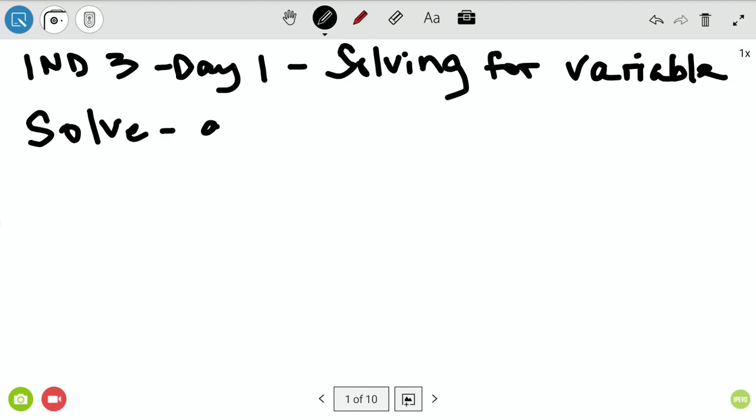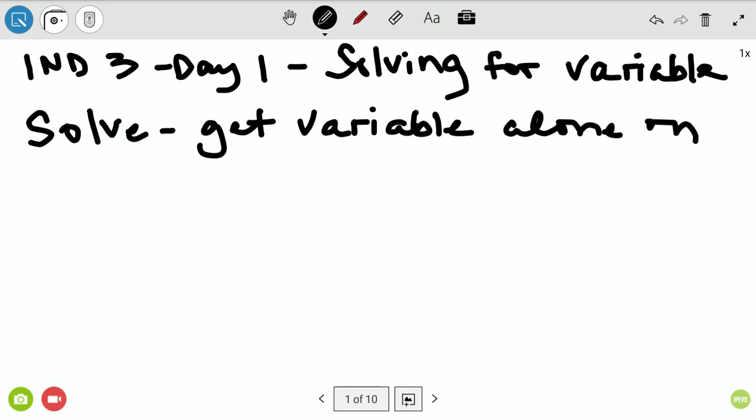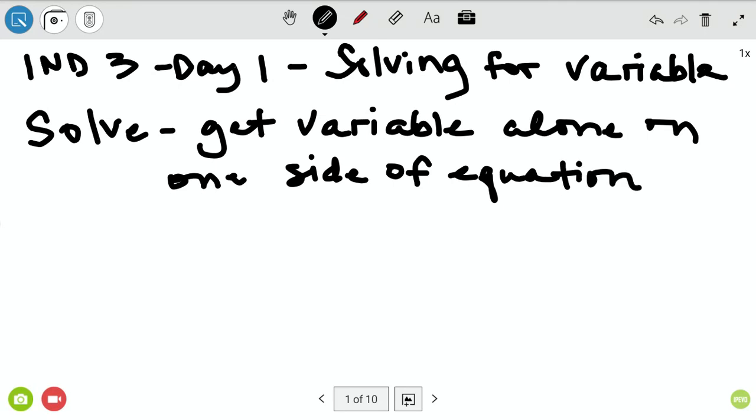To solve means to get the variable alone on one side of the equation or of the equal sign. Okay, that's what it means to solve. And we talked about that when we did indicator 1, that our goal is always to get the variable alone. And we do that by always adding and subtracting those easy break-off ones first, and then doing whatever multiplication, division you need to do, and then any last-minute steps to get the variable by itself, like our jump start today.